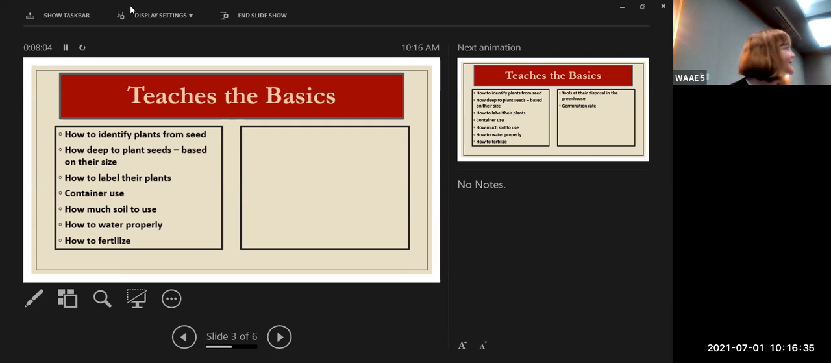It teaches them how to fertilize. I talked about the different fertilizers, and they get to choose which one they want to use to help their plants along, so it helps them figure out which ones they should use. I also make sure that I have tools at their disposal in the greenhouse. Anything they need to be successful with their project, I make sure I have on hand: the wooden stakes, the seed trays, the soil, fertilizer types, anything they want to be able to use, I make a point of having on site in the greenhouse.